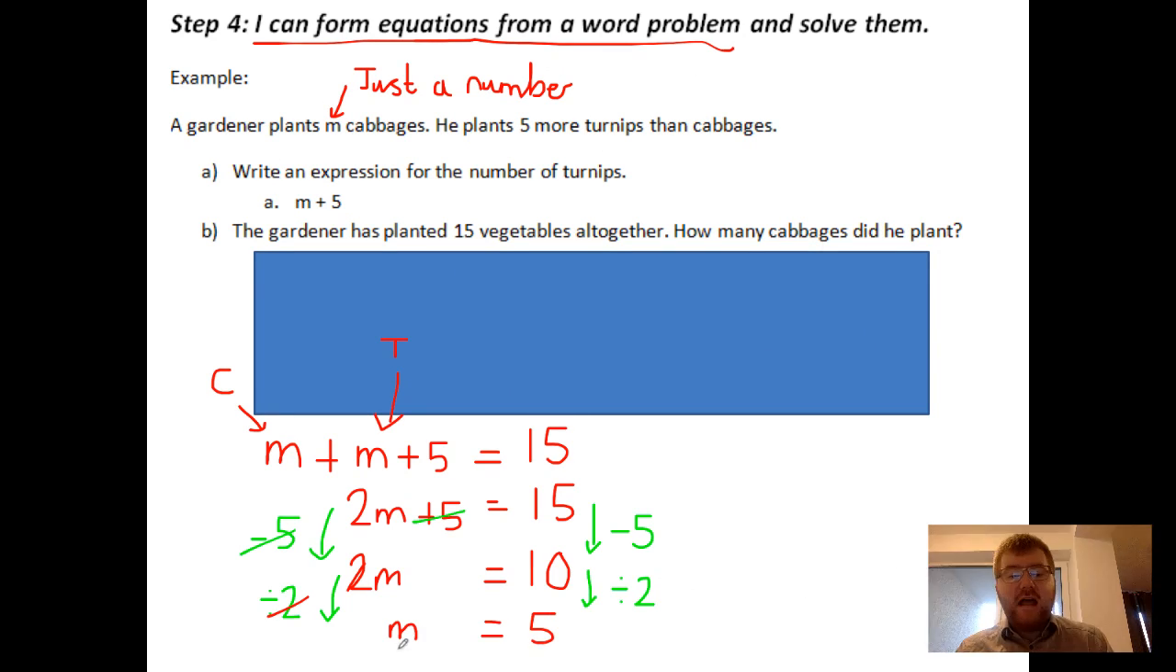And remember, M represents the number of cabbages, which is what we want. So always check the question. If we wanted turnips, we'd have to add 5 and get 10. So make sure at the end of the question you write exactly 5 cabbages.